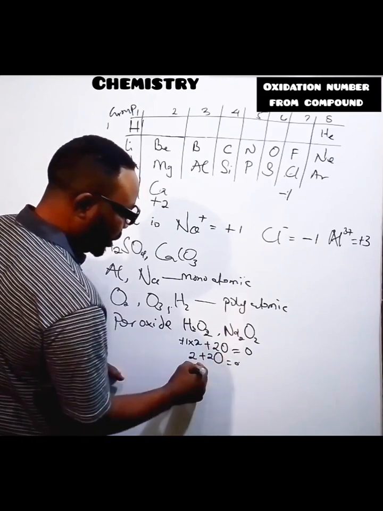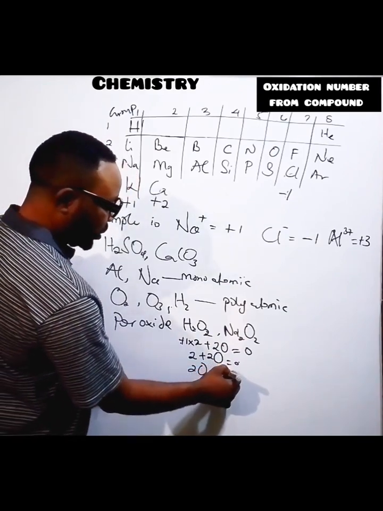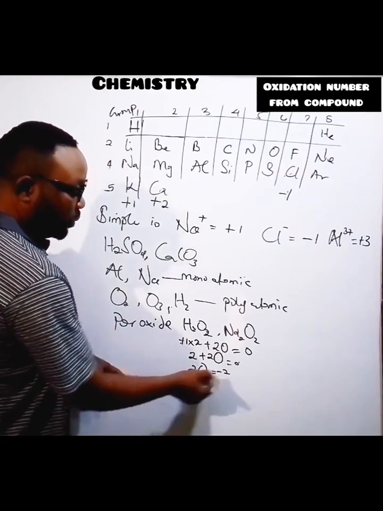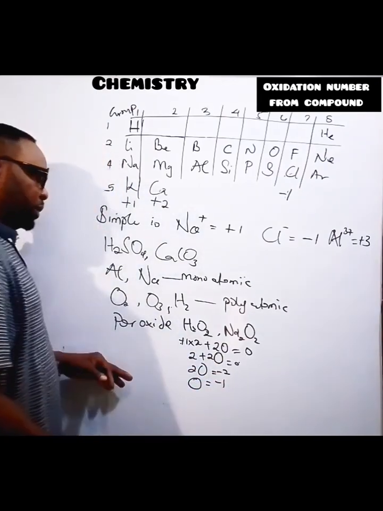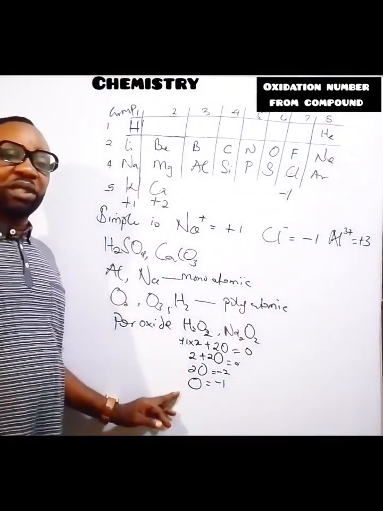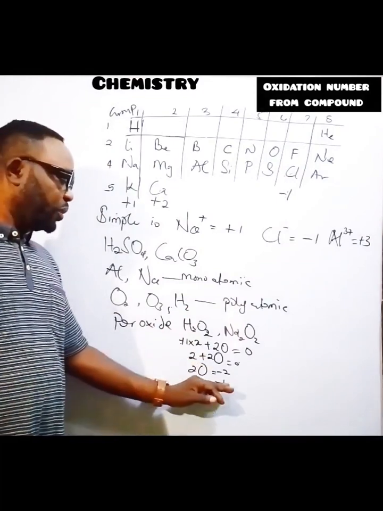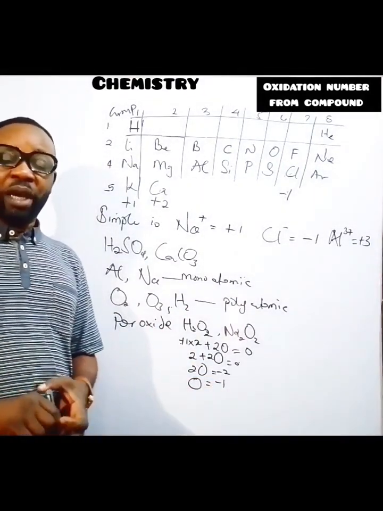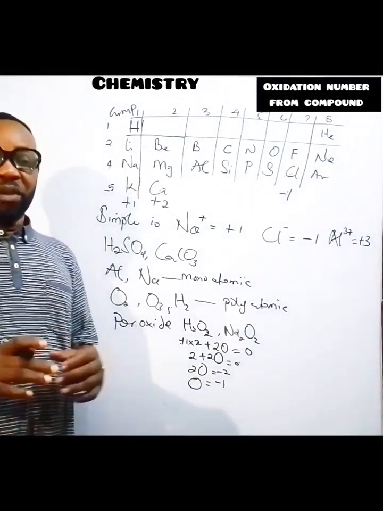So 2 comes over, and 2 oxygen is equal to -2, because this is +2 here. It comes over and becomes -2. You divide both sides by 2, and you are going to have oxygen equal to -1. You can see that the oxidation number of oxygen in this peroxide form is -1. So if a question is asked about the oxidation number of oxygen in its peroxide, take note of that.